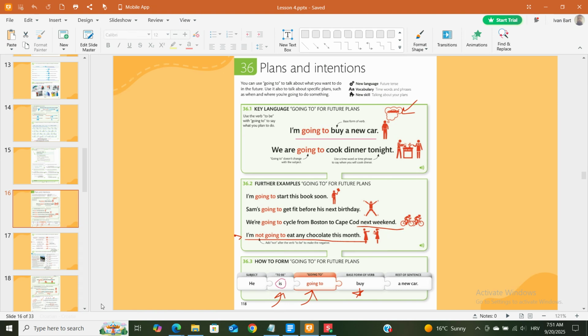36.3 How to form going to for future plans. Subject, the verb to be, going to, base form of verb, rest of sentence. Buy a new car.